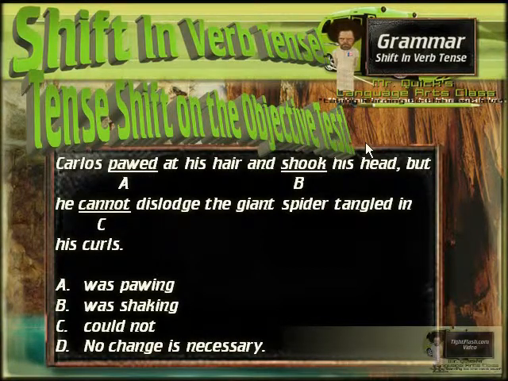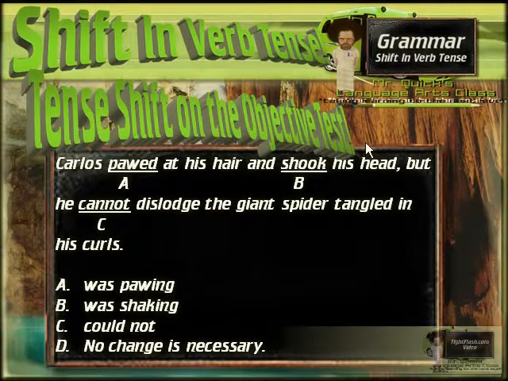So let's read them to see if it matches. Carlos pawed at his hair and shook his head. Okay, that's fine. Let's look at this next one, though. But he cannot dislodge the spider. Now, we go back to the rule that we learned a little while ago.